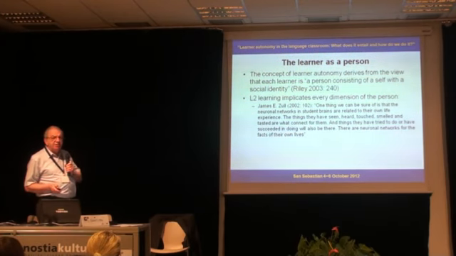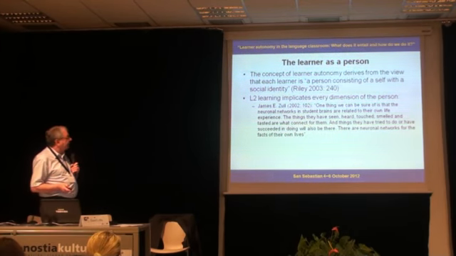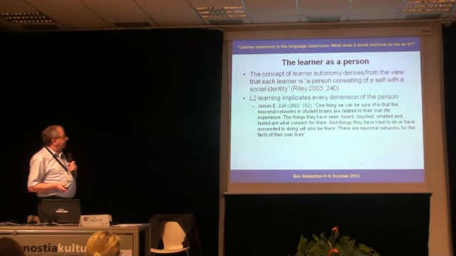This is what James Zull has to say. One thing we can be sure of is that the neuronal networks in student brains are related to their own life experience. The things they've seen, heard, touched, smelled and tasted are what connect for them. And things they've tried to do or have succeeded in doing will also be there. There are neuronal networks for the facts of their own lives.